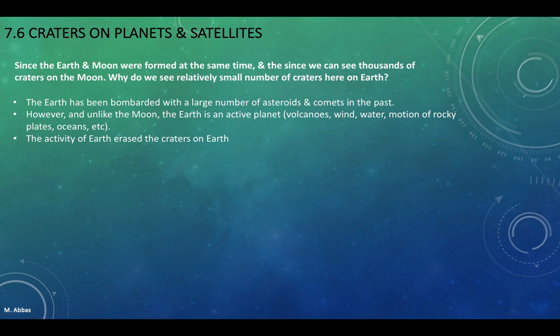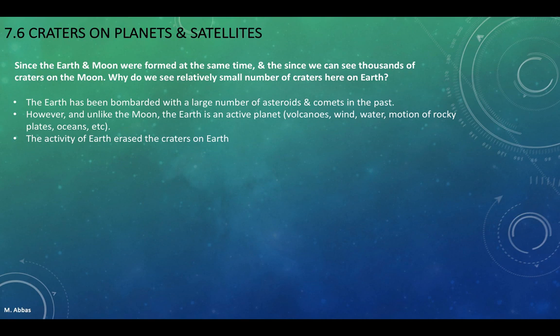Let me reword this. Let me start with the Moon. When we look at the Moon, we see many craters because it has collided with many asteroids. But since the Moon is inactive, there are no volcanoes, no rain, no storms, there's nothing happening at the surface of the Moon, those craters will stay there forever.